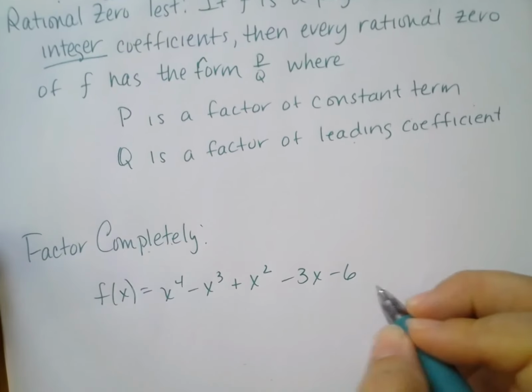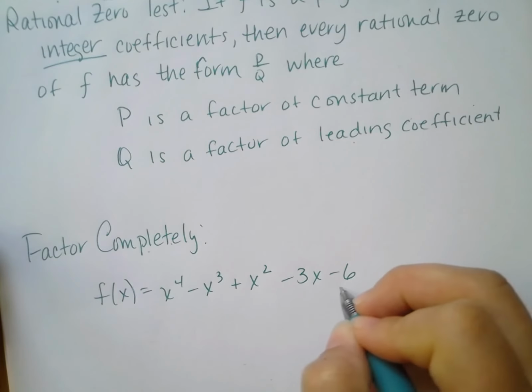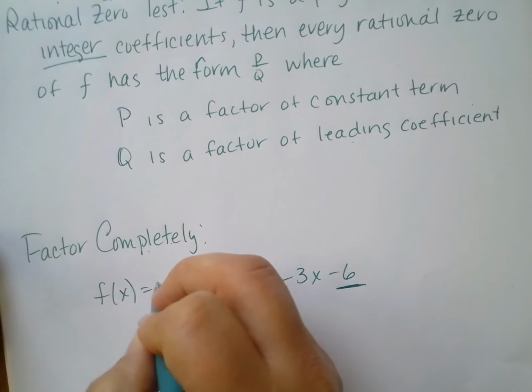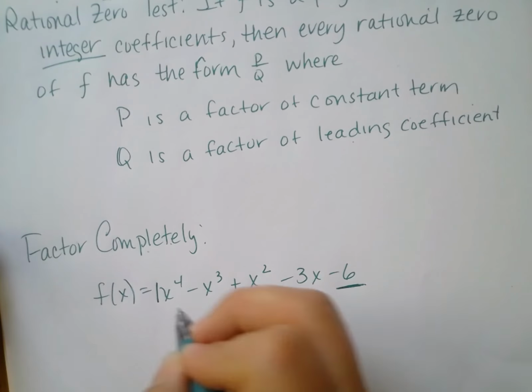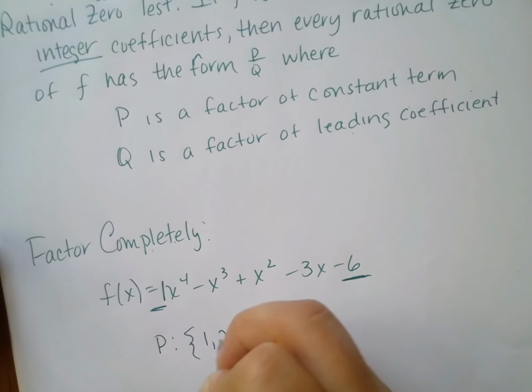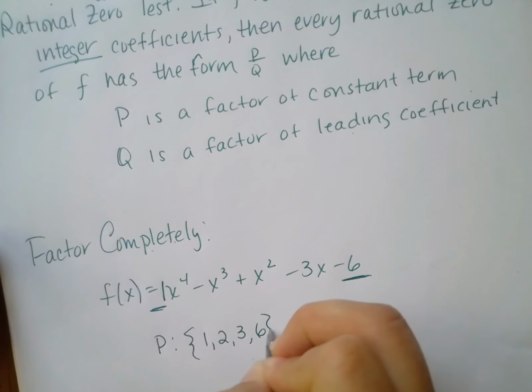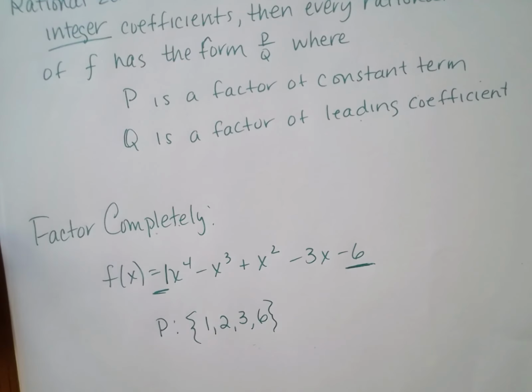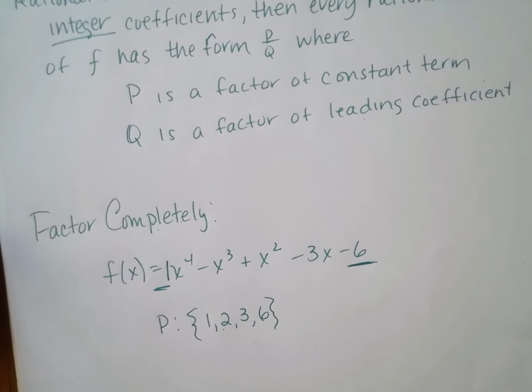So p, in this case, is the factors of the constant term, which is 6. Now q is implied because it's up here in front, the leading coefficient, which is 1. So for p, the possibilities are 1, 2, 3, and 6. Those are things that divide evenly into 6. That's what a factor is: if I multiply 1 times 6, I get 6. If I multiply 2 times 3, I get 6. We're only using integers here, so we've exhausted our list for p.